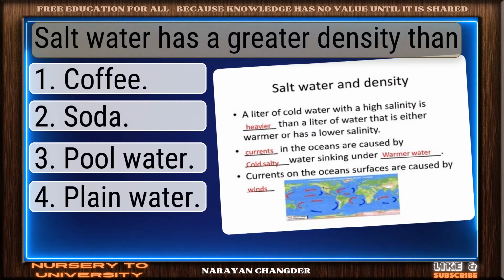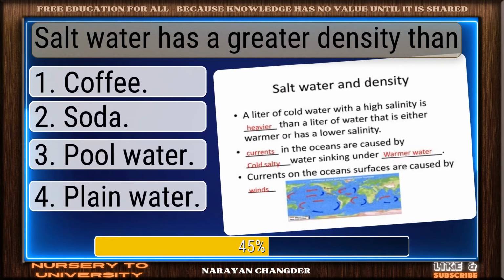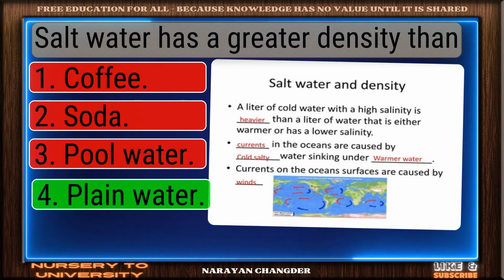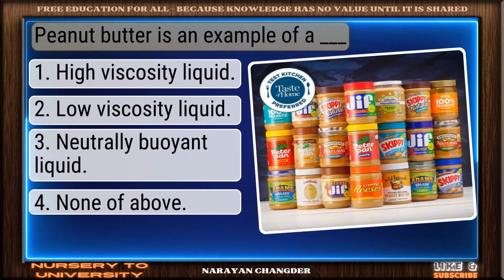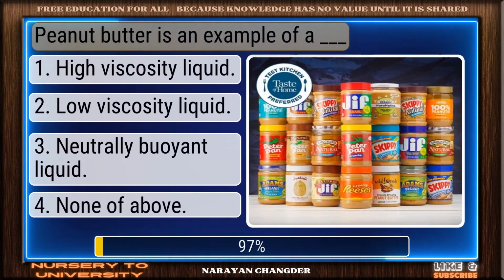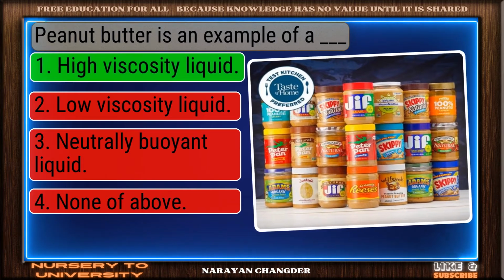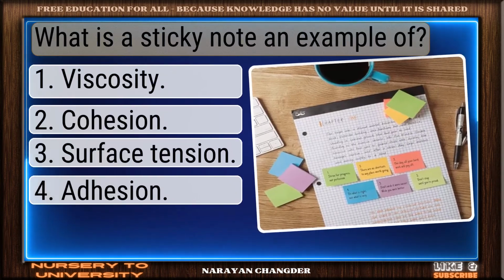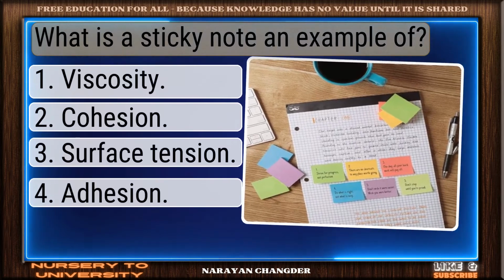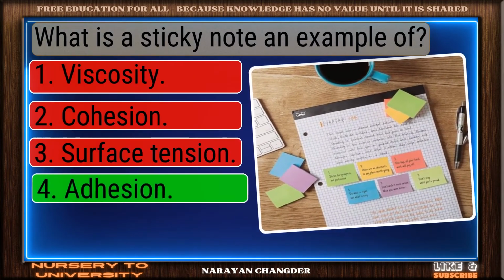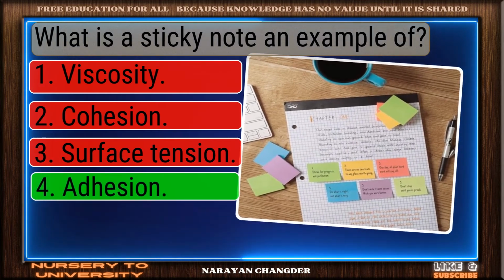Salt water has a greater density than. Good job. Your answer, plain water, works well here. Peanut butter is an example of a dash. Bravo! High viscosity liquid is the answer. What is a sticky note an example of? Valid point. Adhesion is true.